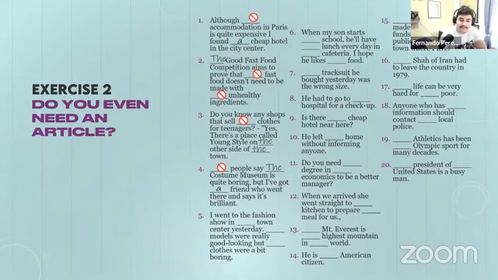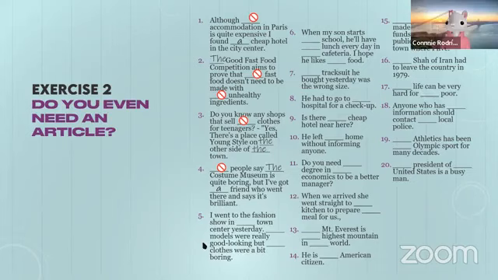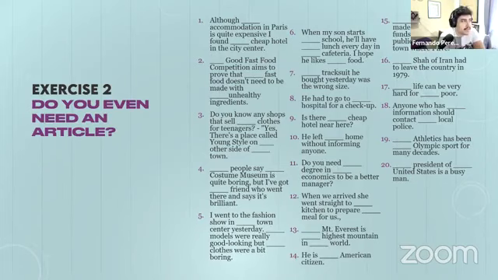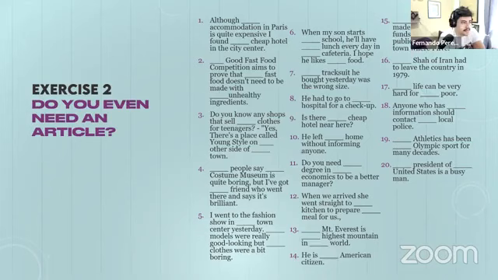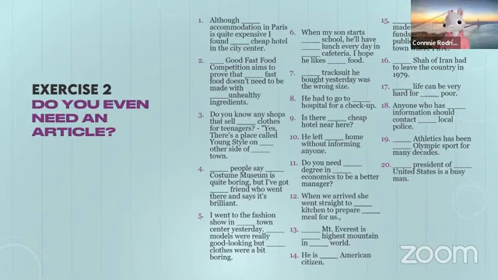Oh, great. I went to the fashion show in the town center yesterday. The models were really good looking, but the clothes were a bit boring. Okay, that's pretty interesting. So you said "in the town center," right? Yes, you are correct. So we say in the town center yesterday. The models were very good looking, but the clothes were a bit boring. Perfect.